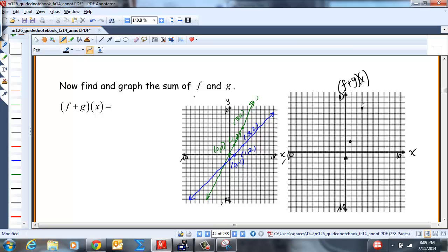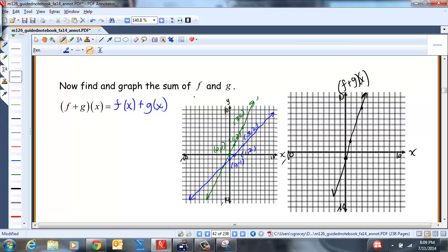So we would get this line here for our f plus g at x. Now, not everybody likes to do that looking at the graphs. So it turns out that this is the equivalence.